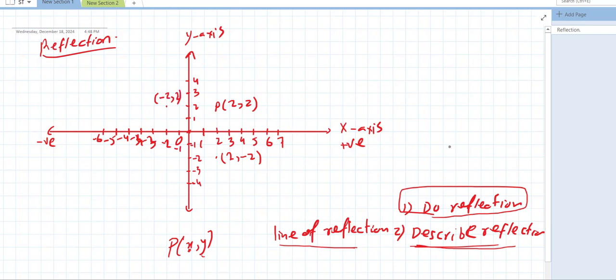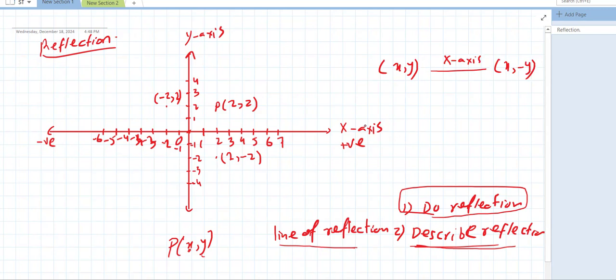Have you noticed one thing? Now I am coming to the main point here. If your mirror line was the x-axis, what actually happened? If the coordinate of the point was x, y, then after reflection, the y coordinate sign changed. It became x, minus y. And it will always be like that.